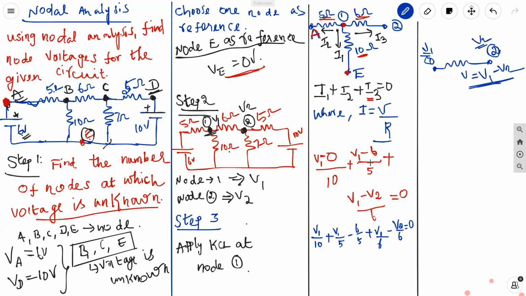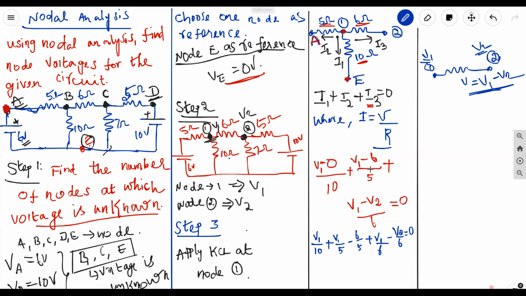Okay, you find out the V1 term and tell me. 0.7 by 15. Okay, let's check. You tell me in terms of a fractional number. No, 7 by 15. 7 by 15. Yes, correct.